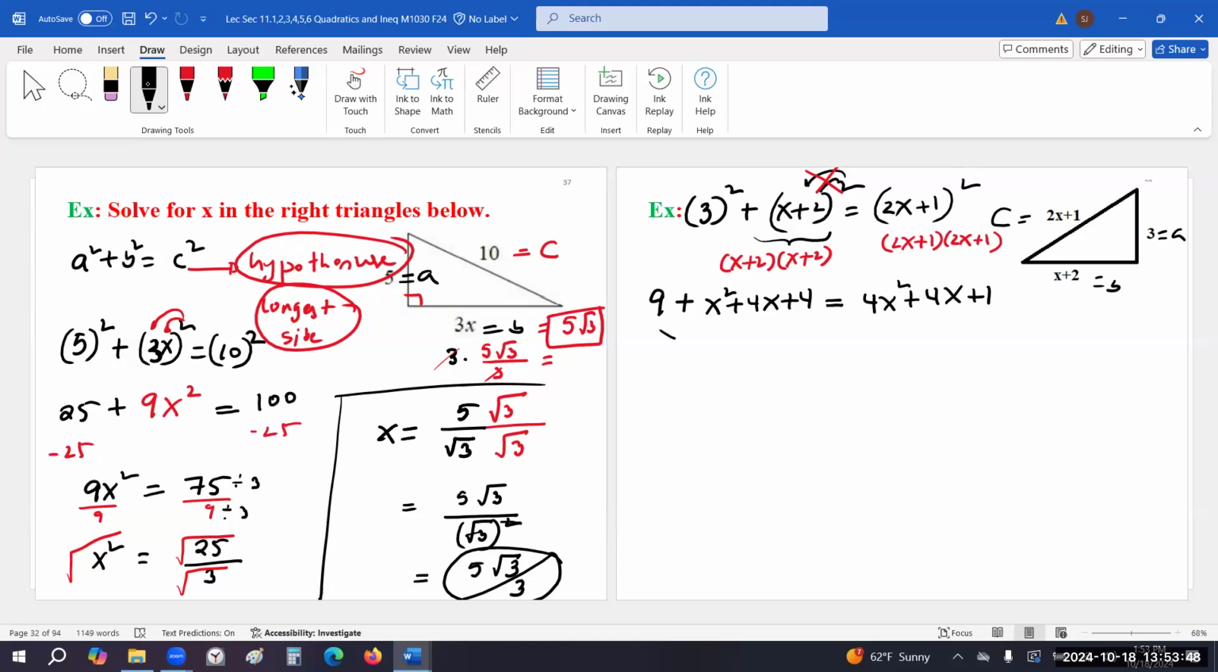But before that, we can actually combine these two. Right? 4 and 9. So we have x squared plus 4x plus 13 on the left side. And now we subtract x squared, we subtract 4x, subtract 4x, we subtract 13, we subtract 13.